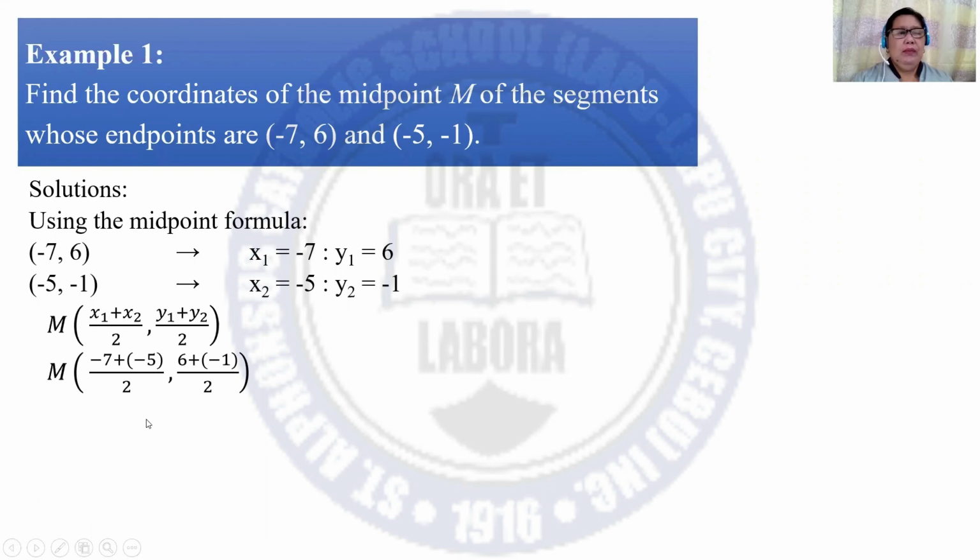So substitute to the midpoint formula, we have -7 plus -5 over 2 and 6 plus -1 over 2. When we simplify, we have -7 plus -5 is -12 over 2, and 6 plus -1 is 5 over 2. You can simplify -12 over 2, which is -6, and you can copy 5 over 2. So the coordinates of the midpoint are (-6, 5/2).